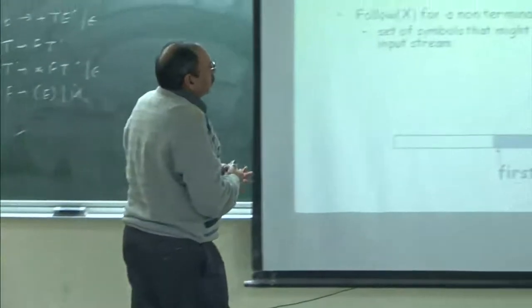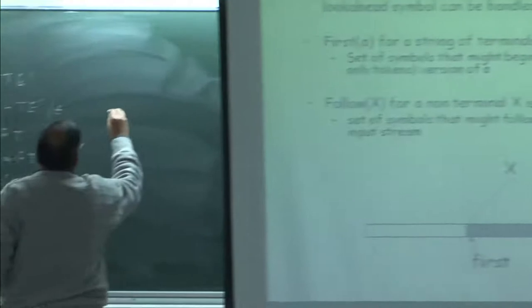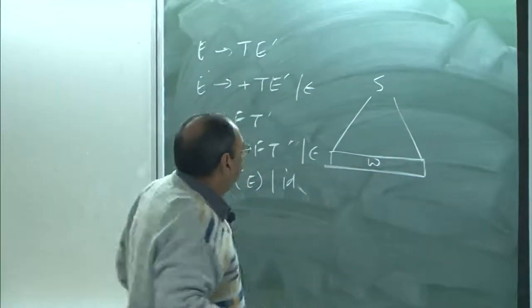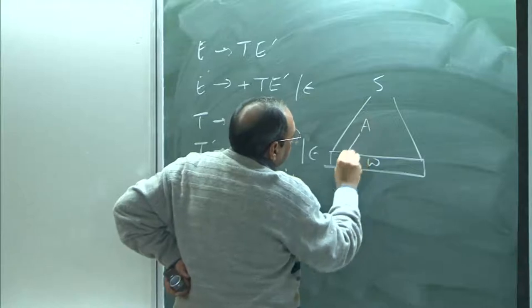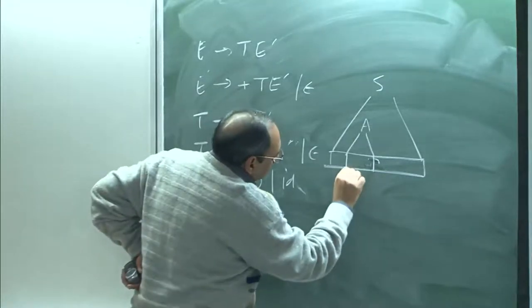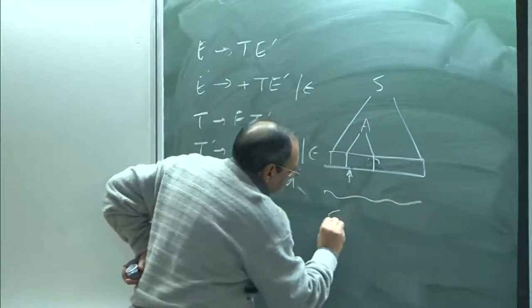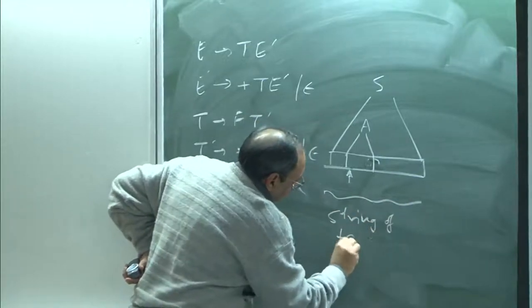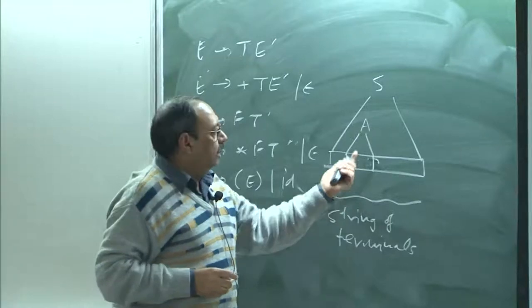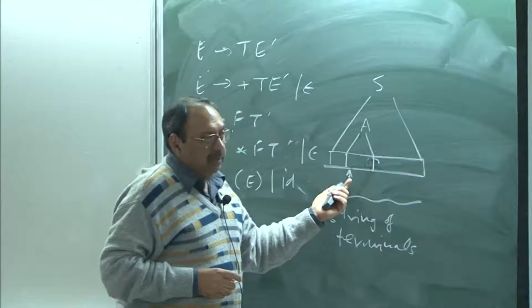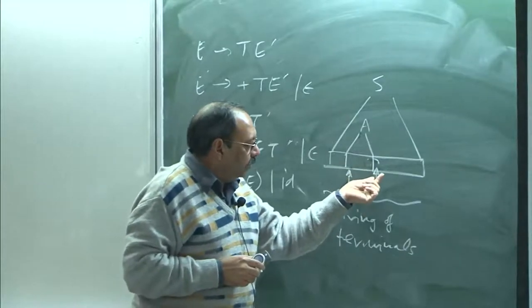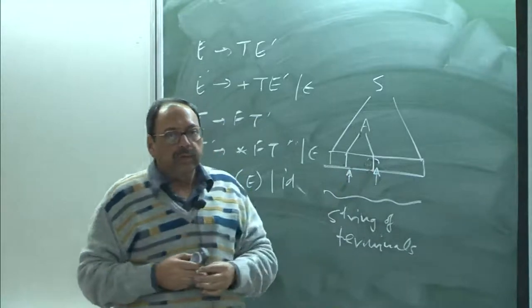Basically, what this means is that there is some start symbol S which is deriving W, which is a string in my language, and then some other symbol, let's say A, which is a non-terminal, which derives this part of the string, and obviously this is a string of terminals. Then the first symbol that can occur in any derivation starting from A, I'm going to call the first symbol. And whatever symbol can come immediately after the string derived from A, I'm going to call the follow symbol.